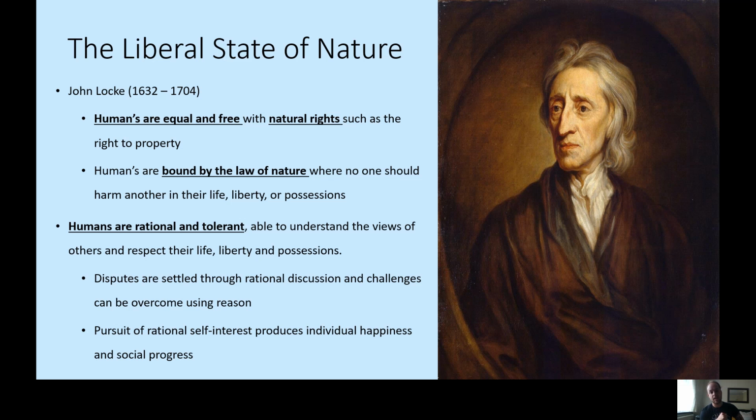So what Locke is saying here is no one has the right to rule over another person, because each individual, each person is equal, and each person is free. We also are bound by these natural rights, such as the right to property, or the right to own land, the right to own resources. These are natural rights which are given to us in the state of nature.